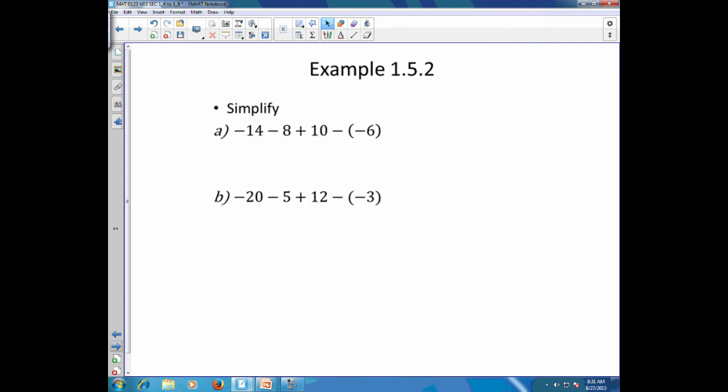So we're going to continue to use these ideas, but now we're going to expand them into slightly larger problems. And so let's start with first negative 14. Now we have minus 8. And so minus 8 we can rewrite as plus negative 8 plus 10. And now we have minus negative 6 because we have two minuses in a row. We can make that plus positive 6.